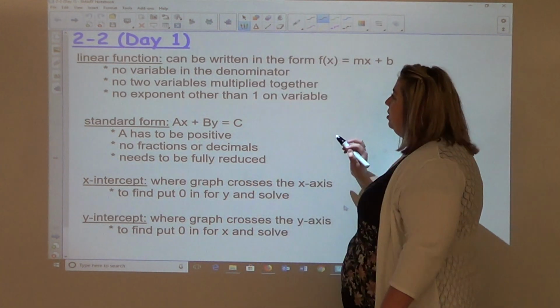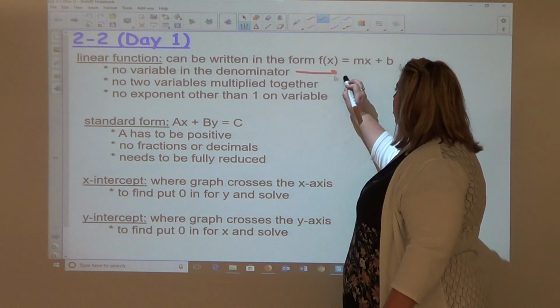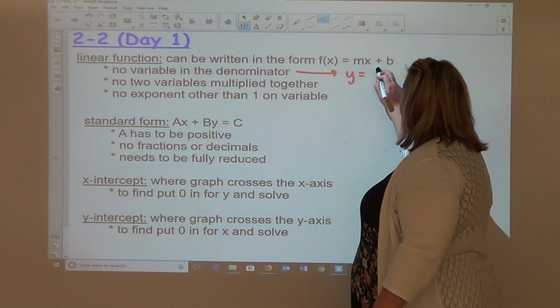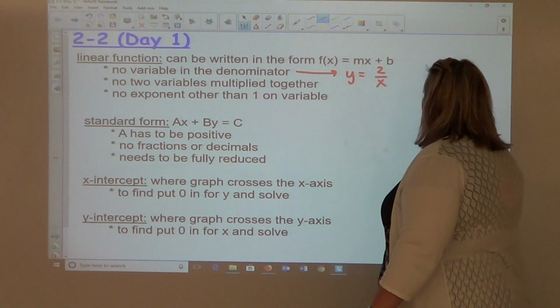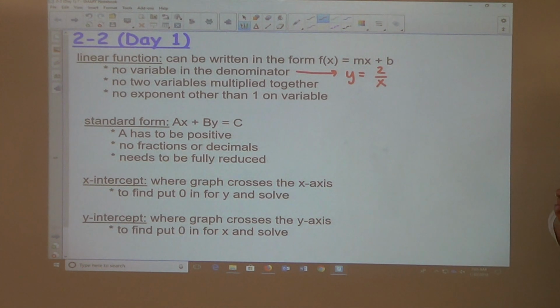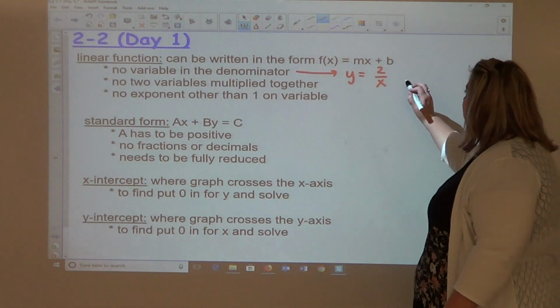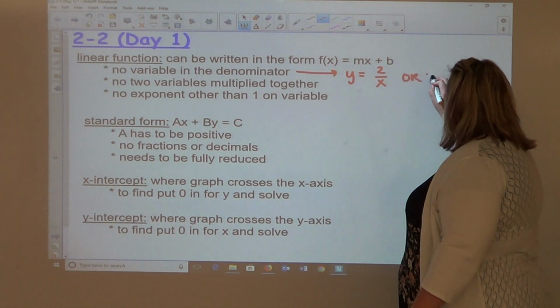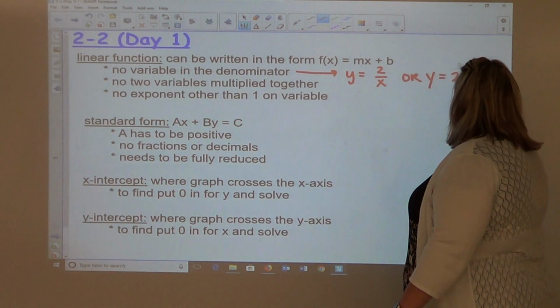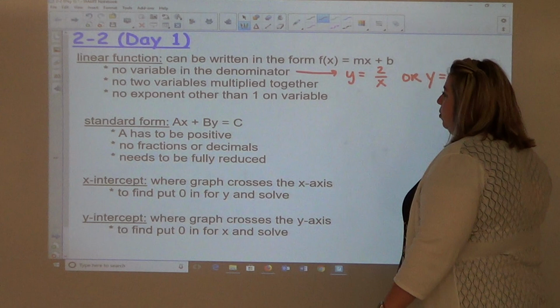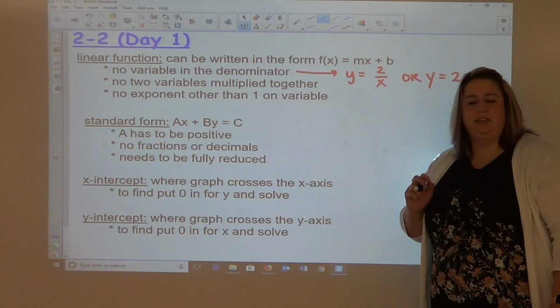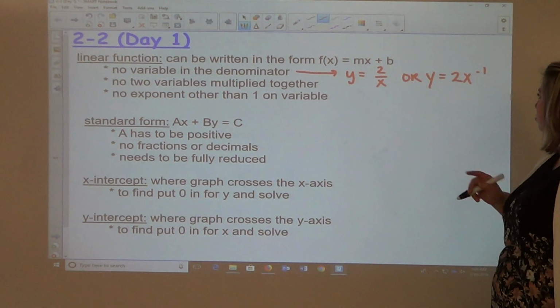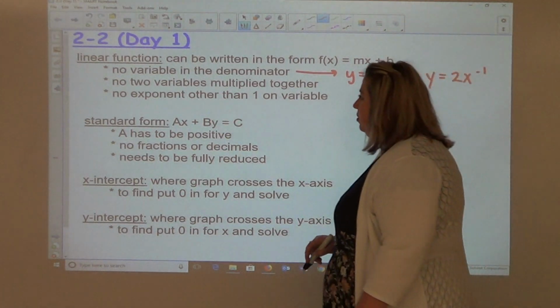Okay, so by variable in the denominator, you can't see something like this. That's a variable in the denominator. Also a variable in the denominator, these are the same equations. If you have negative exponents, then that means it's the same thing as having a variable in the denominator. We'll talk more about that later.